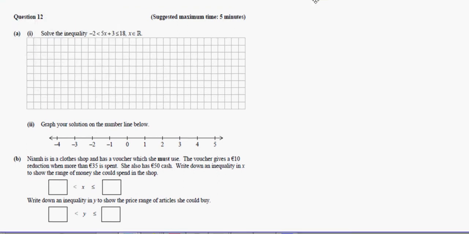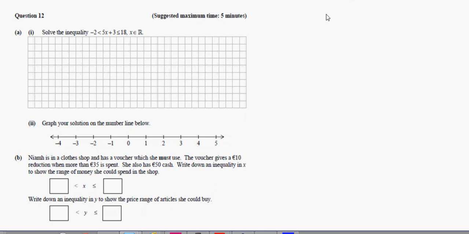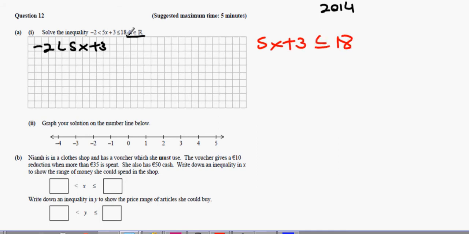This is the 2014 sample, and we're on question 12. Okay, so it is solve the inequality. Now it's minus 2 less than 5x plus 3, so we write down minus 2 less than 5x plus 3, and then the other side is going to be 5x plus 3 is less than or equal to 18. x is an element of R. x being an element of R means minus numbers, positive numbers, decimals and fractions are included.